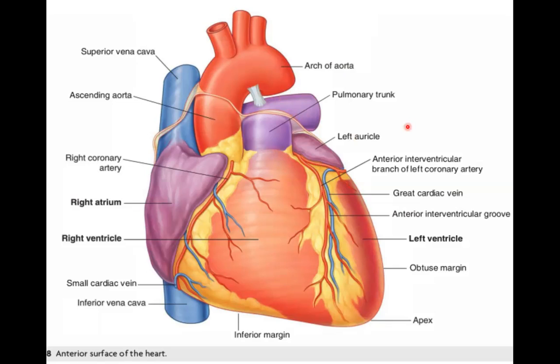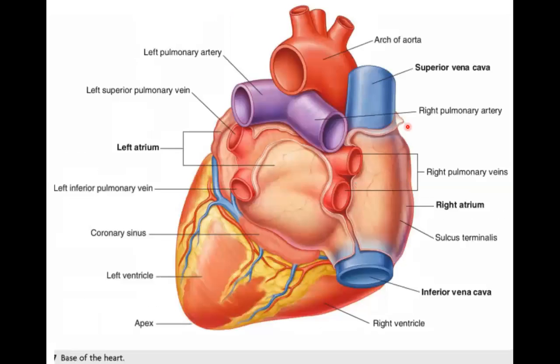This is the 4 pulmonary veins. They are called pulmonary veins, but as we said, they are the only veins in the body that carry oxygenated blood from the right and left lungs to the left atrium. They open into the left atrium.